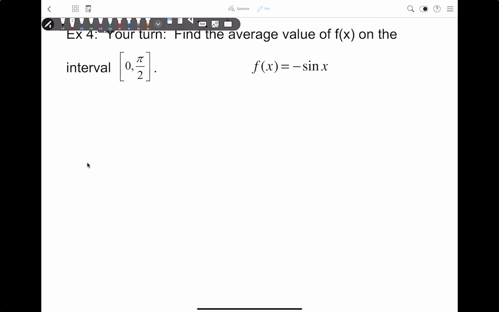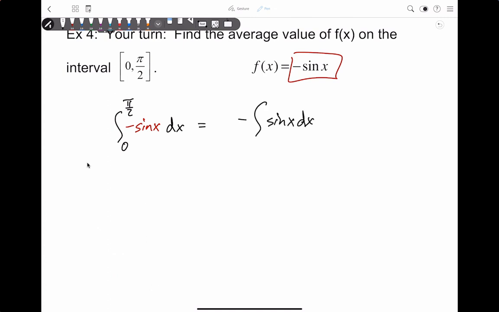Find the average value of f of x on 0 to pi over 2. So this is f of x. And if I'm taking the average value, that's my function that goes inside of the integrand. Everything else is from 0 to pi over 2. And now we're going to go ahead and solve it out. We have negative sine of x, constant multiple, roll that out. It's from 0 to pi over 2.